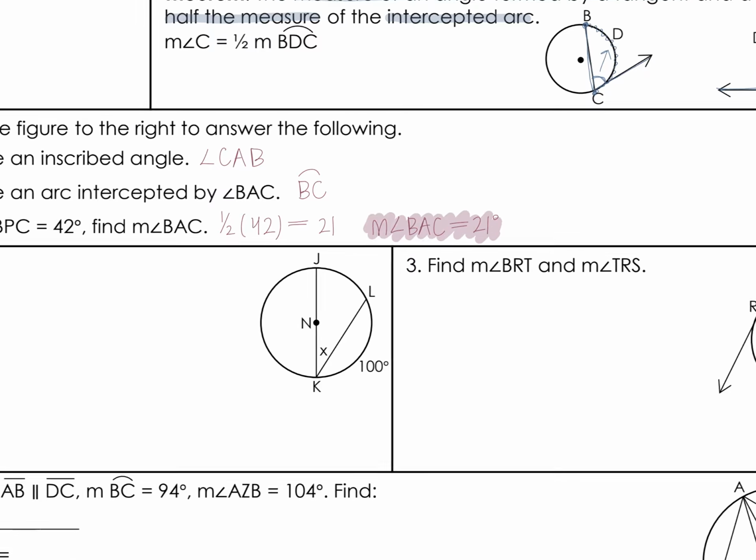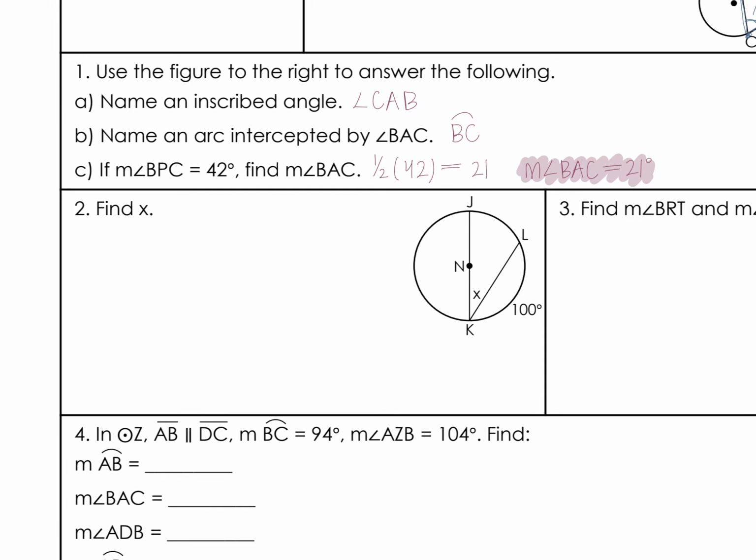All right, now let's look at number 2. Okay, and for number 2, we're asked to find x. Well, what we currently know is that from K all the way to L, this arc has a measure of 100 degrees. What's also very helpful here is going to be the fact that we do have a diameter.